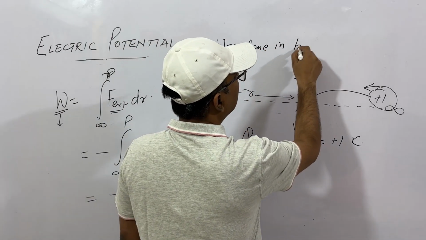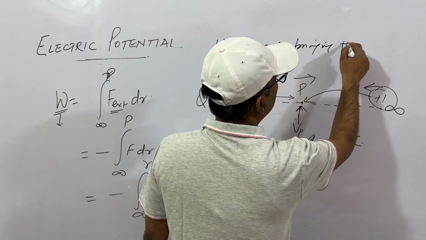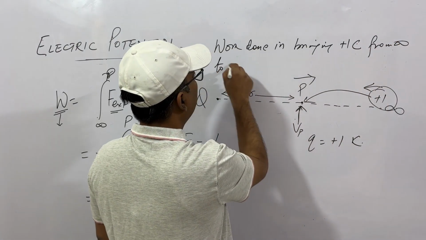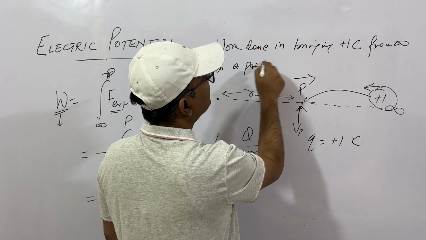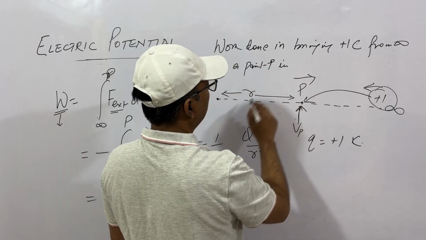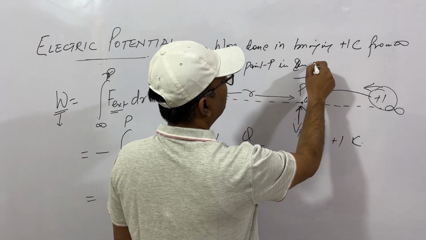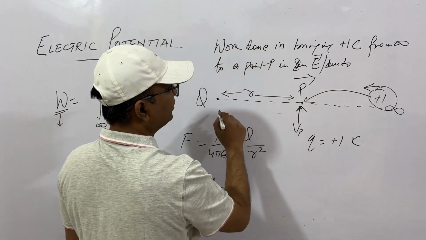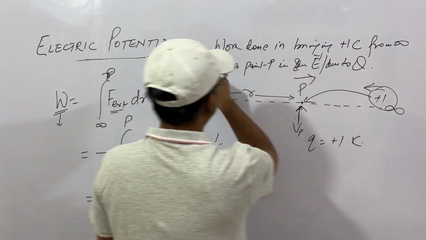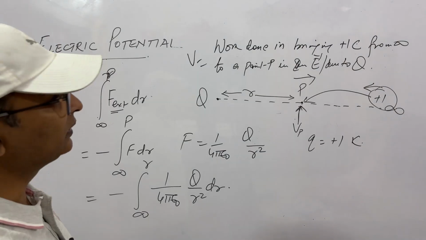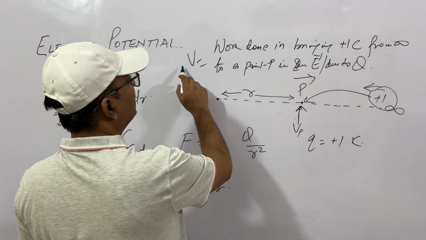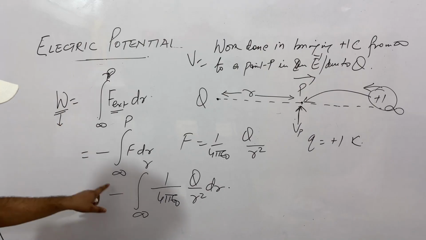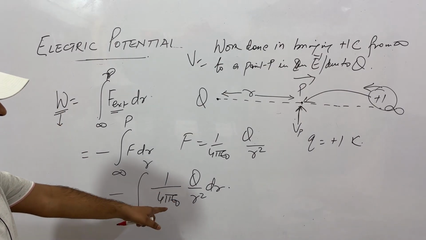in bringing a unit positive charge from infinity to a point, let's say P, in an electric field, or due to Q. We are taking electric field due to Q. This is your potential. This is the definition of potential. Therefore, work done in bringing Q charge will be Q into V. This is clear for a unit charge.